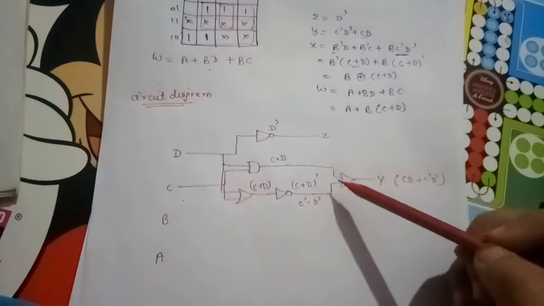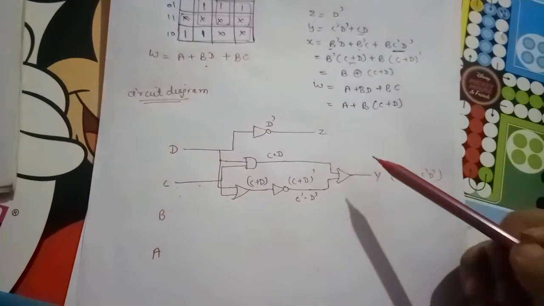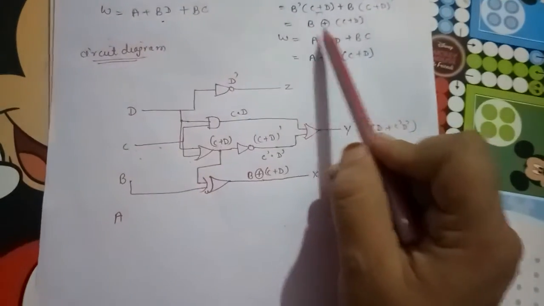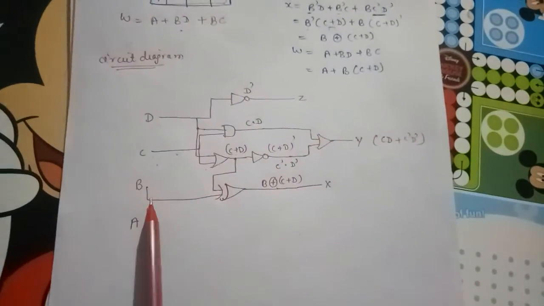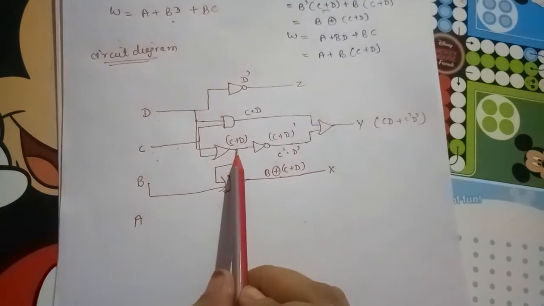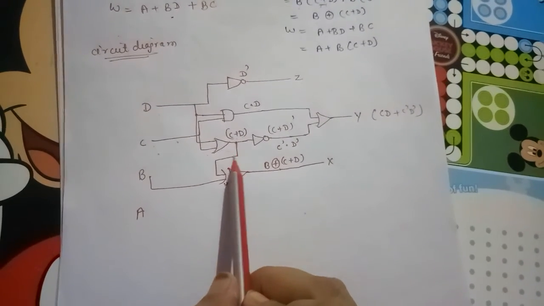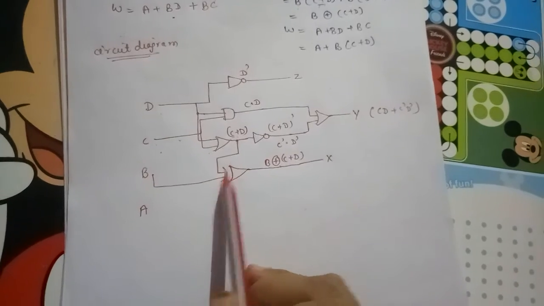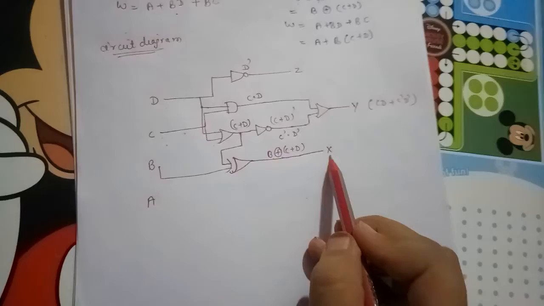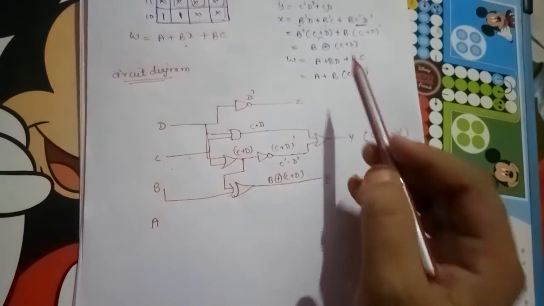So we have designed two variables, Y and Z. So X was what? B XOR C plus D. So we are giving this value B as an input to the XOR gate, and C plus D is produced from this OR gate. We are giving this as the other input, and this will produce B XOR C plus D. So this is the output corresponding to the X variable here.